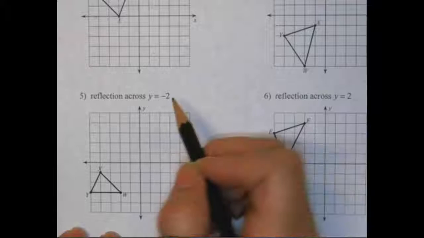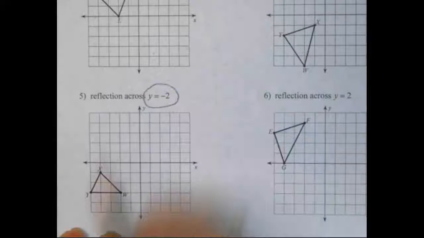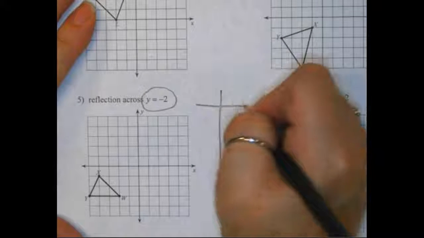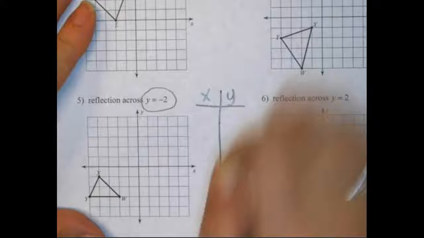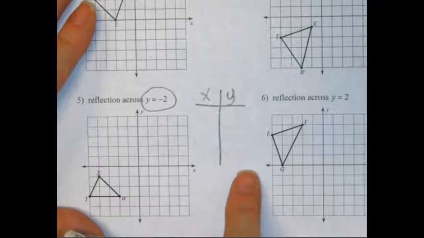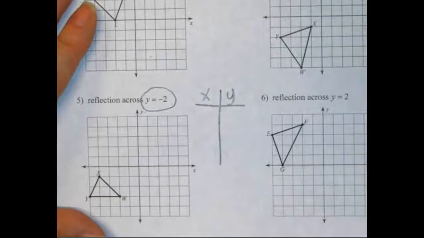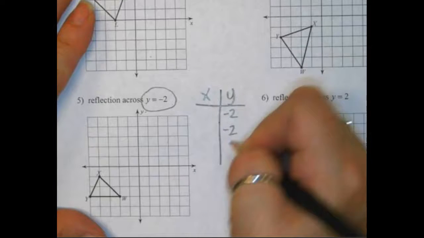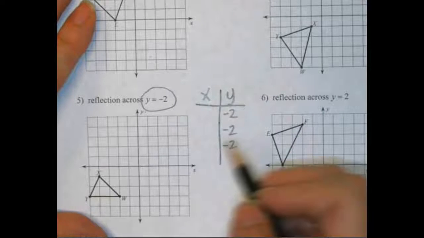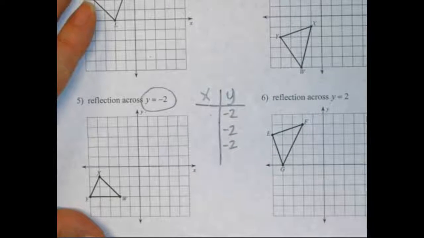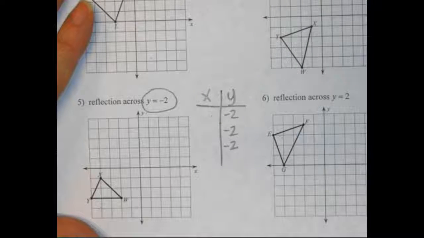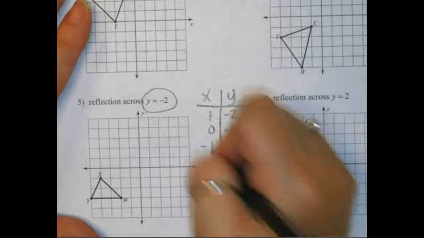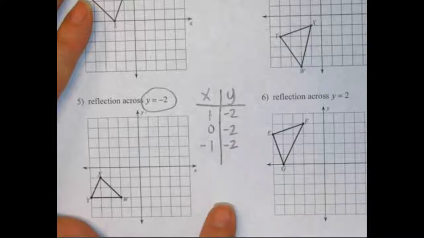Okay, so this time what is my rule telling me? Y equals -2. So I'm going to go ahead and make my t-chart, my x and my y, and it's always like this, right? Always x before y. And what is my y going to be every time? -2. So I'm going to say -2, -2, and -2. That means my x values are going to be my 3 choice numbers. What do I like them to be? 1, 0, and -1. Okay, so now I have 3 points that I can plot.